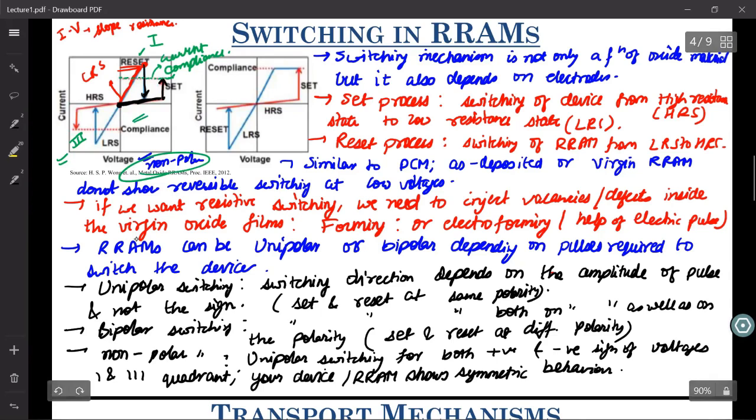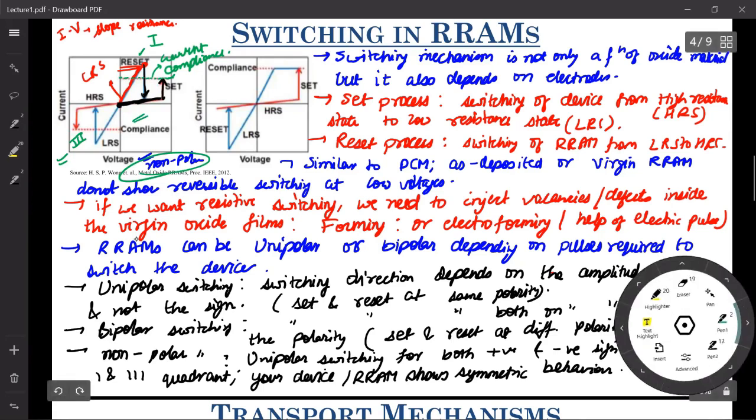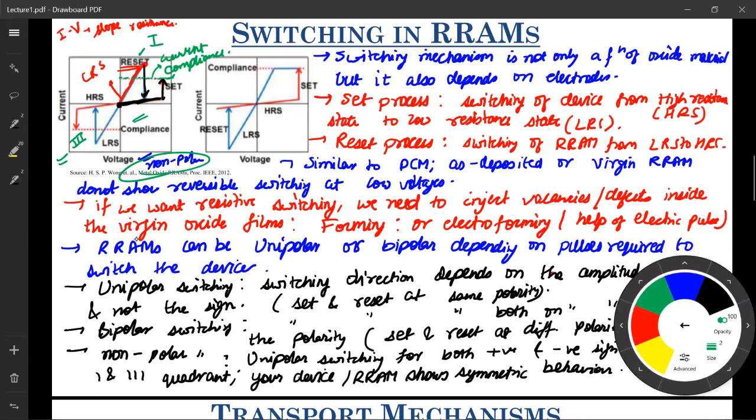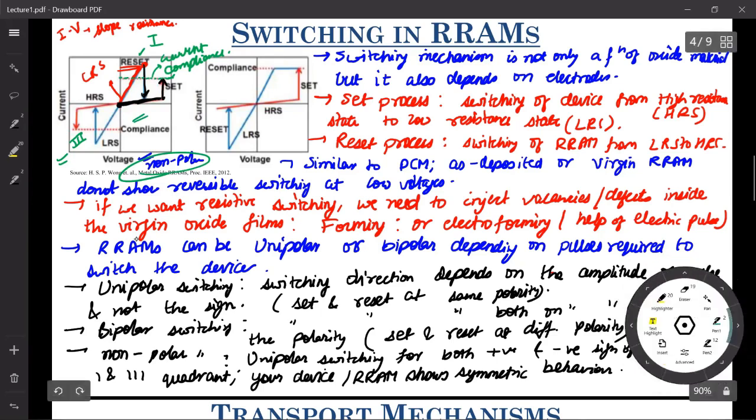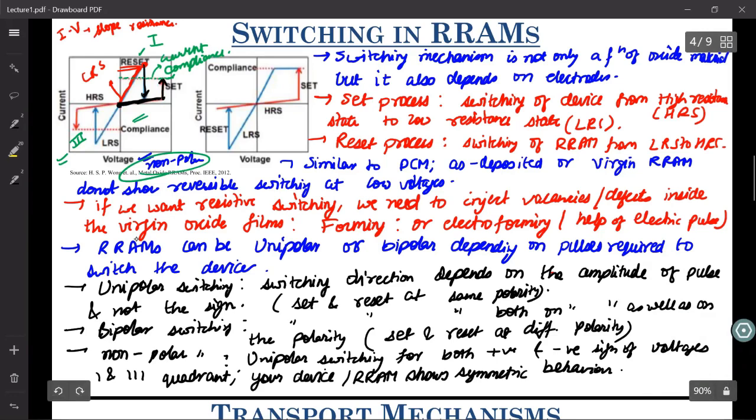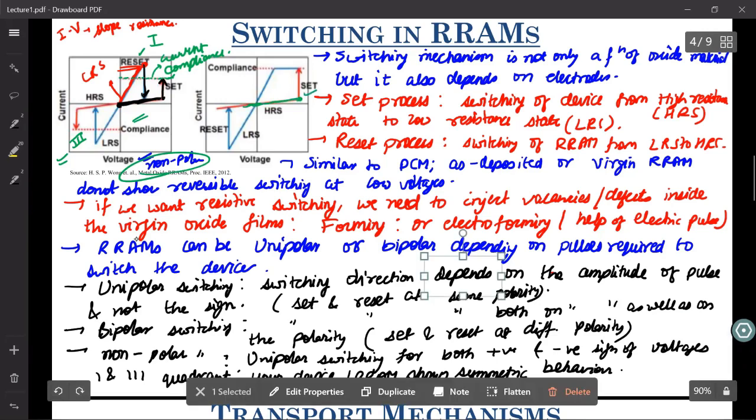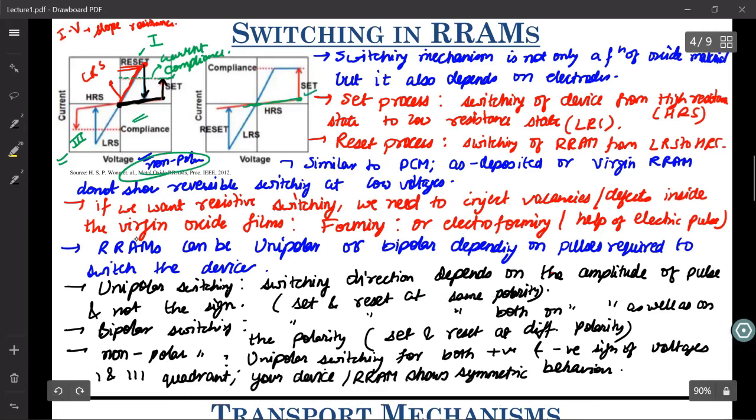Now for your bipolar switching, what happens is the set is mostly in the positive voltage and the reset is in negative voltage. So let us start the analysis here. Let us say that the device is initially in the HRS and we start increasing the voltage. There comes a particular voltage which is known as the set threshold voltage, and at that point your conductance suddenly shoots up or the resistance suddenly decreases, and then we control the current through the device by applying this compliance current.